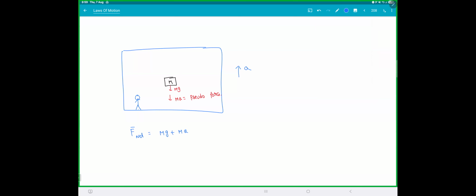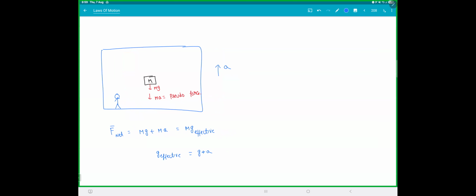But since we are so used to using gravity every time, I prefer to use a gravitational term. I will call this thing g effective. Quite a useful thing. Do remember this. We are going to use this a lot in other chapters. So g effective is g plus a. This person will think in that compartment, the gravity has become g plus a. That is how he will feel. Once you got this, literally you can play with everything.